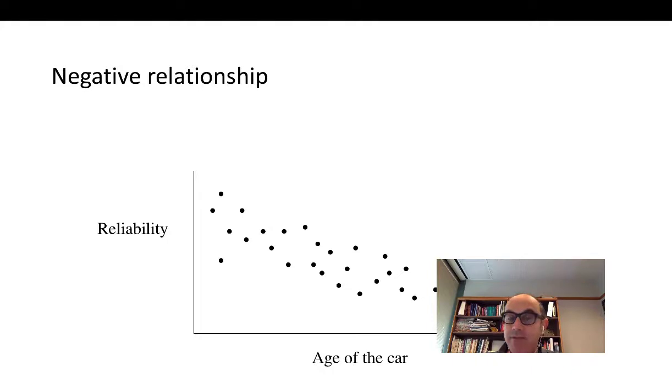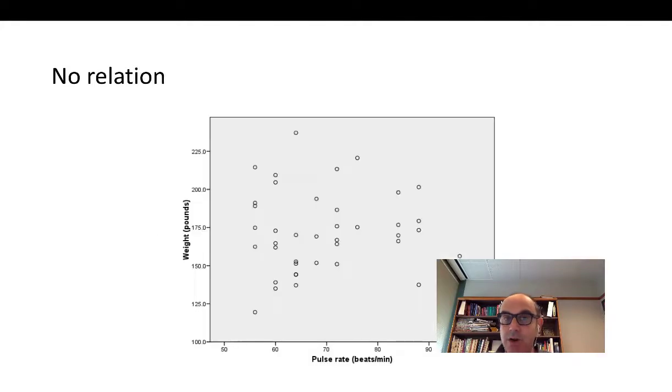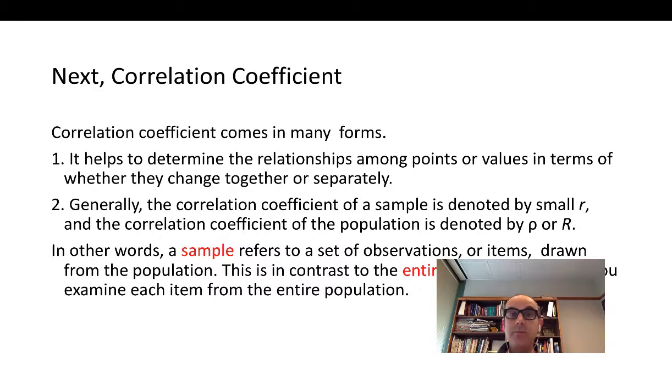But a negative relationship can go in the other direction. The age of the car and the reliability of the car: those two aspects have a negative relationship, or no relationship at all.